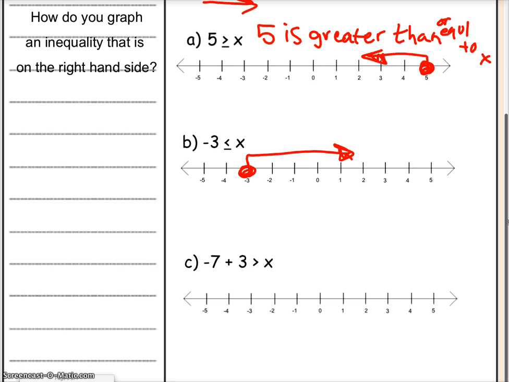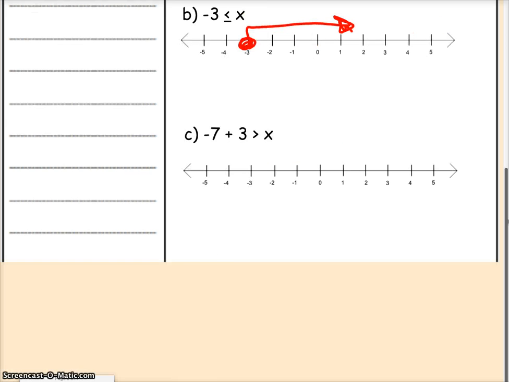Oh, this is funny. You just have to add it up quick. -7 plus 3, what's that? -4. Yeah, so I have -4 is bigger than x. So if -4 is bigger than x, what is x? Smaller. If -4 is bigger, then x is smaller. So I make a circle at -4. I don't color it in because there's not a line under it. And I make x smaller.